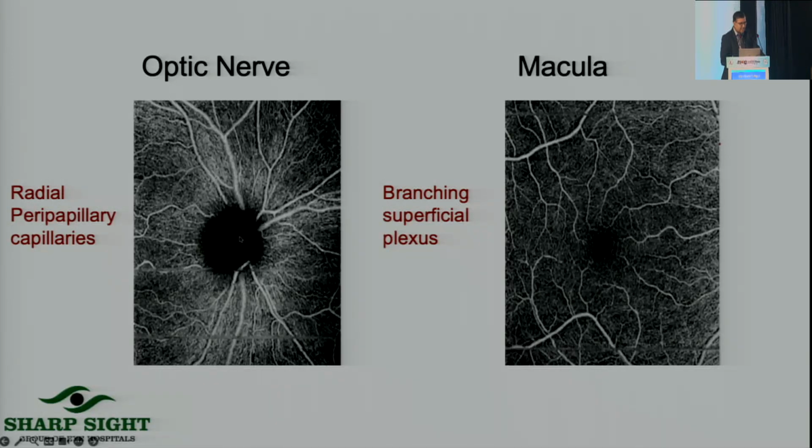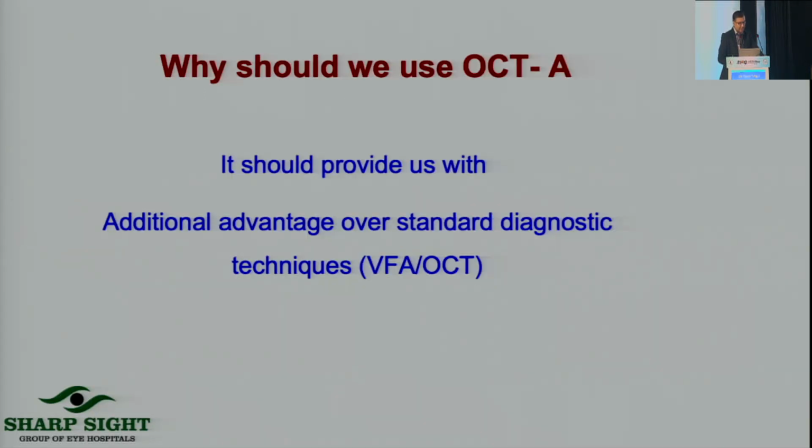The optic nerve itself is not a very good indicator because of the variability of its structure, and the superficial big vessels basically have a shadowing effect over the deep vessels. So here is the OCT angiography providing us something more.